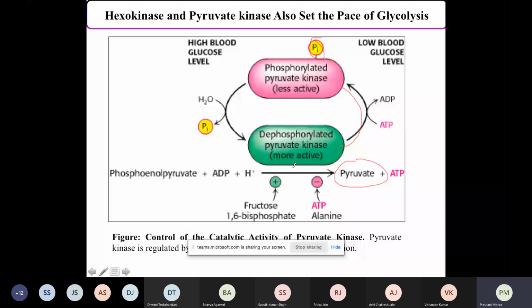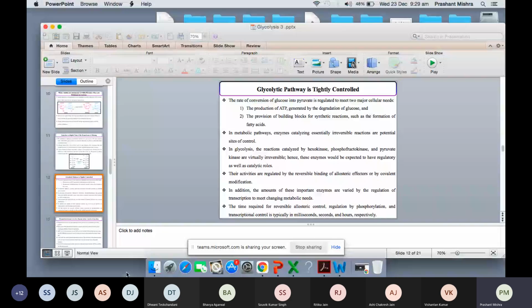Now, what can activate this reaction? If I have a high level of fructose 1,6-bisphosphate, that will activate this reaction. On the other hand, if I have a high level of ATP and alanine, they will deactivate or lower this reaction. So you have seen how the control of pyruvate kinase occurs, and how the control of phosphofructokinase occurs. This completes the information about how the glycolytic pathway is being controlled. Is it clear to you? Yes, sir. Okay.